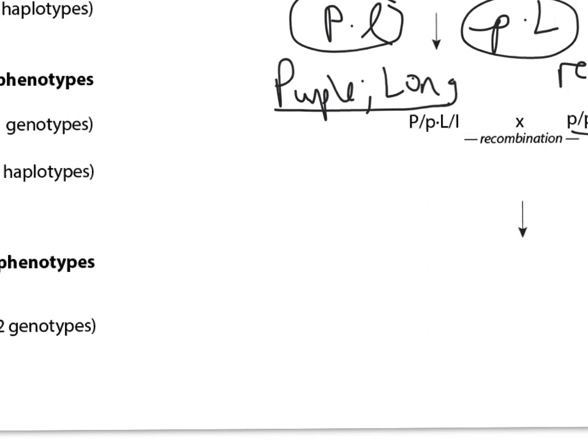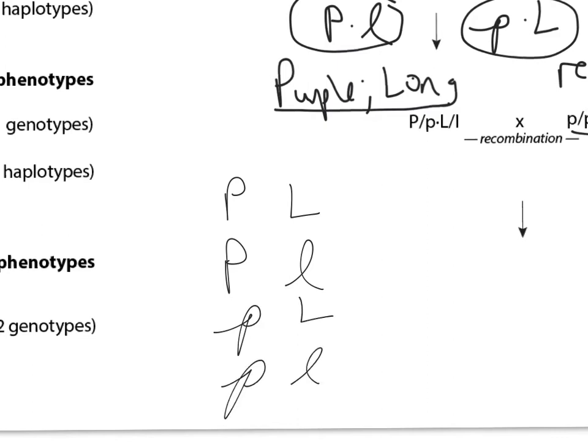If you've got a dihybrid genotype, what are the 4 different haplotypes that are produced? Capital P with capital L. Capital P with little l. Lowercase p, capital L, lowercase p, lowercase l. Those are the 4 different gametes that get produced by a dihybrid. Review. Setting up a Punnett square, essentially.